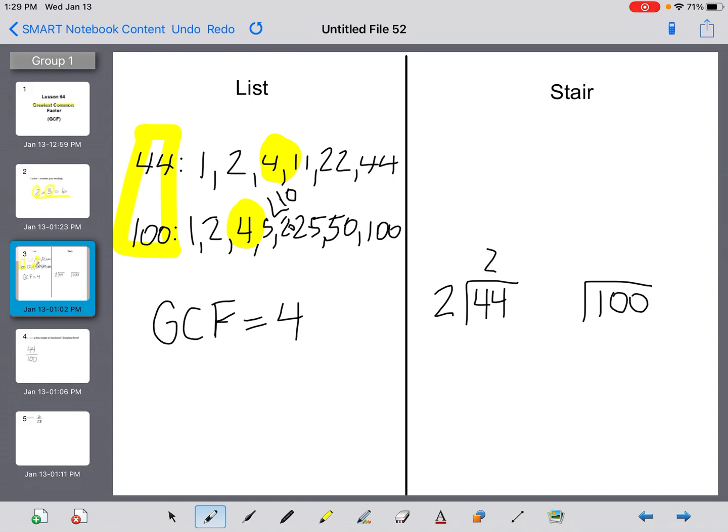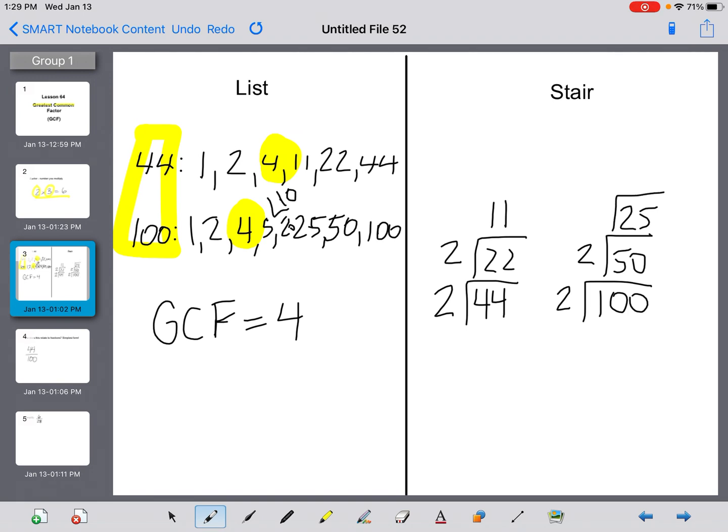Okay, so 44 divided by 2, you get a 22. We can keep dividing by the smallest prime number, 2 again. 22 divided by 2 gets you 11. Once you have a prime at the top, remember, that means stop. 11 is a prime number. It can't be divided anymore, so we stop there. And then we do the same thing for 100. We start with the smallest prime number, which is 2. 100 divided by 2 gets us a 50. We can divide 50 by 2. We end up getting a 25.